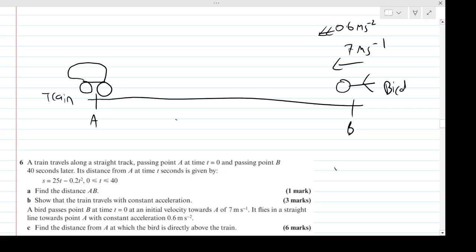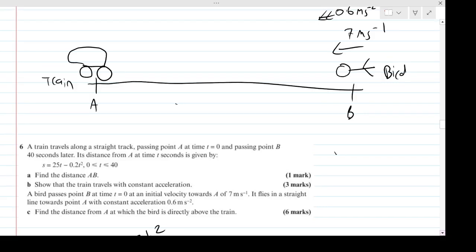There we are. And so part C wants me to find the distance from A at which the bird is directly above the train. So at some point down the road, I don't know where that point is, this train is going to be directly below the bird, okay, in this way. That's what's happening. So it wants me to find the distance from A, from when basically they're both on top of one another.